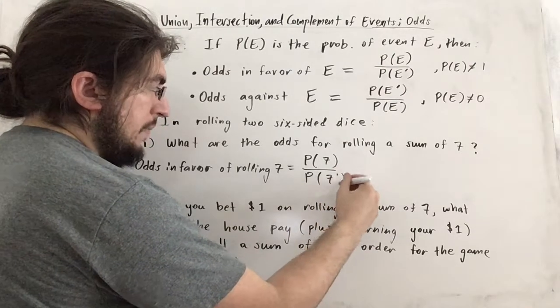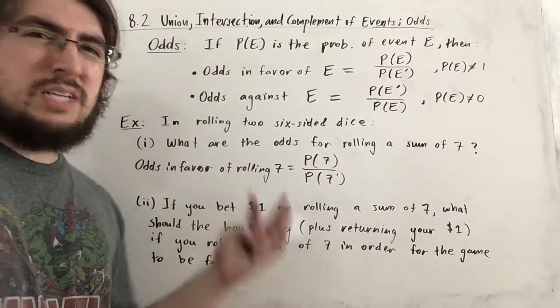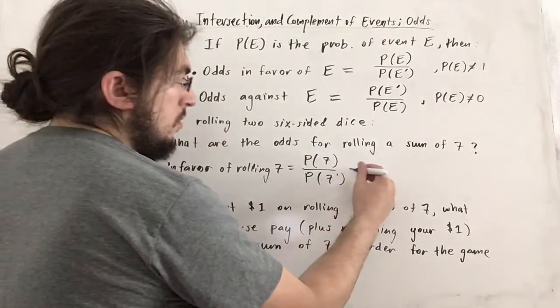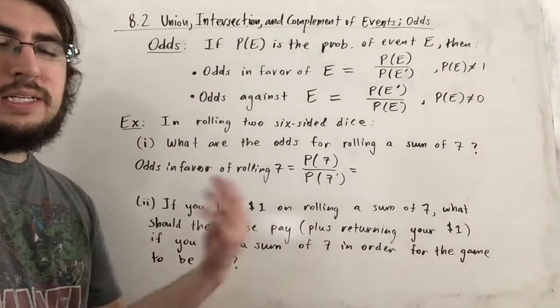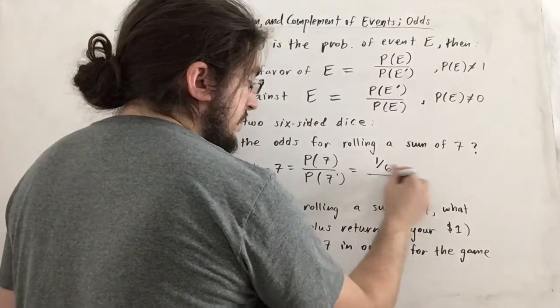So when you write 7 prime, here again, 7 stands for the set of rolling a 7, not the number 7 itself, which I know sounds a little confusing. So we know the probability of rolling a 7. We kind of did this earlier. It was 6 over 36, which reduces to 1 over 6.